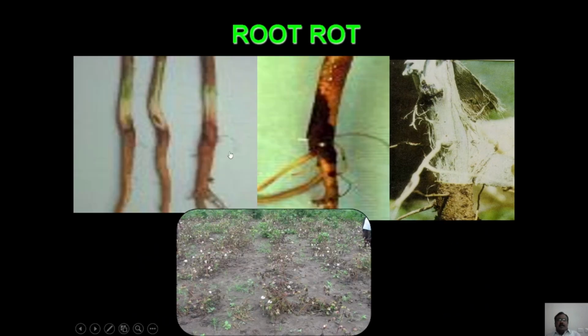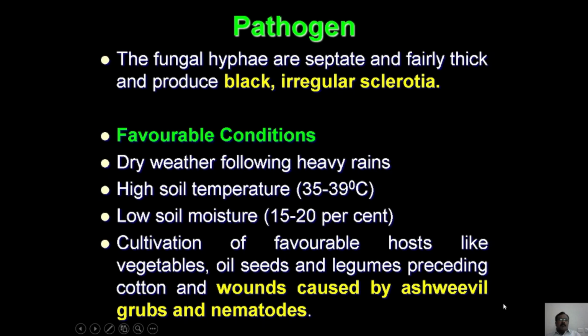And this is the typical shredding of bark where you could see the formation of sclerotia. This is the typical shredding of bark due to infection, and these are all the black sclerotia produced by the pathogen Macrophomina phaseolina. And the pathogen produces septate and highly branched hyphae and produces black irregular sclerotia.